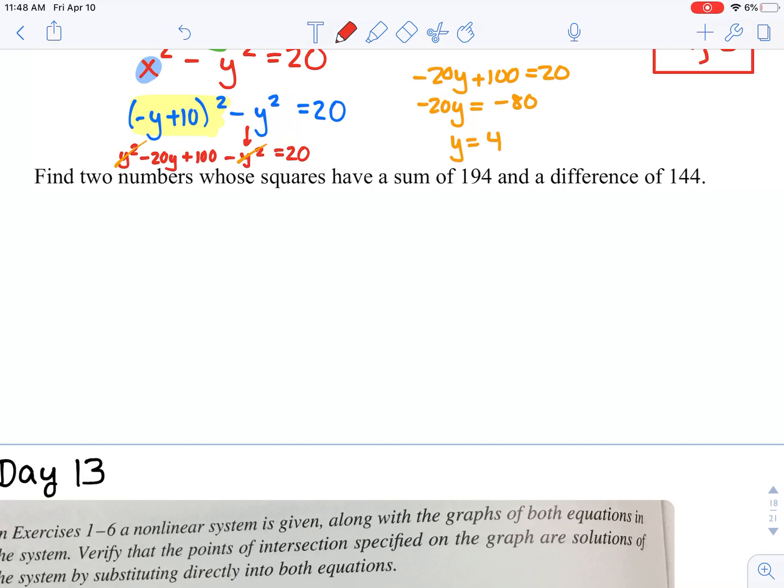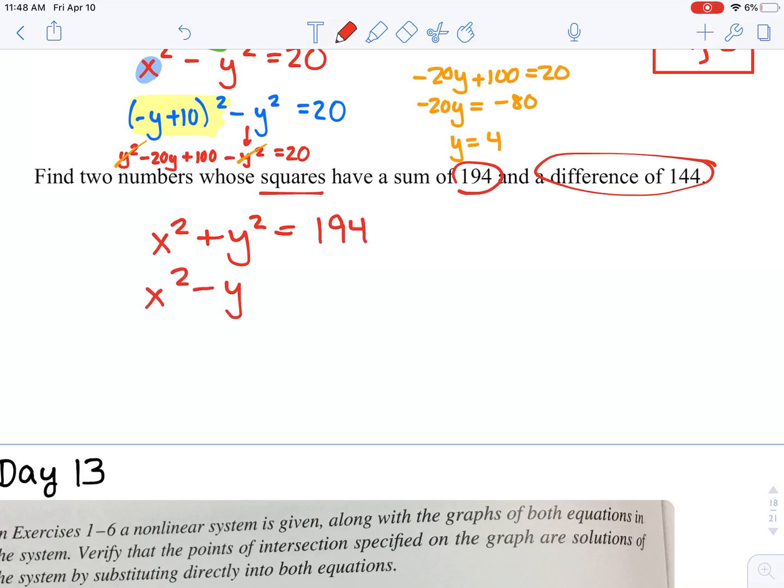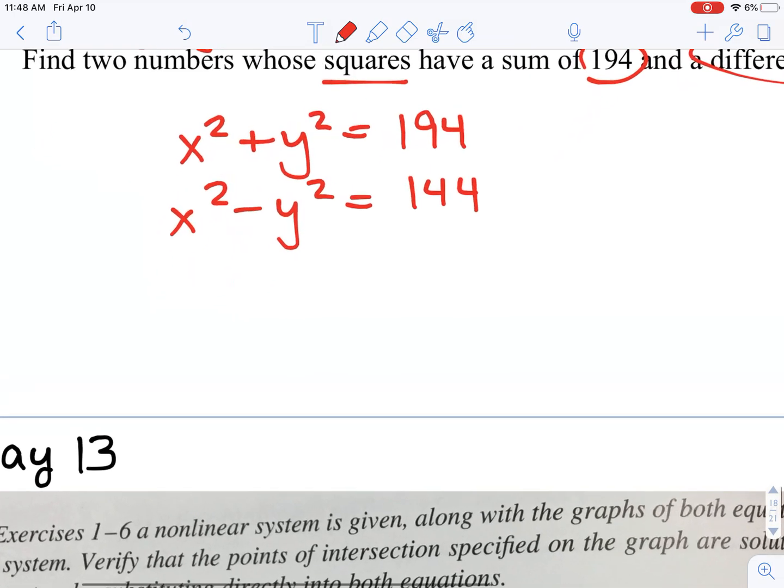Here is our last problem. Find two numbers who have a sum of 194. Whose squares have a sum of 194, and the squares have a difference of 144. So they're going to have a sum of the squares equal 194. And a difference of their squares equals 144.